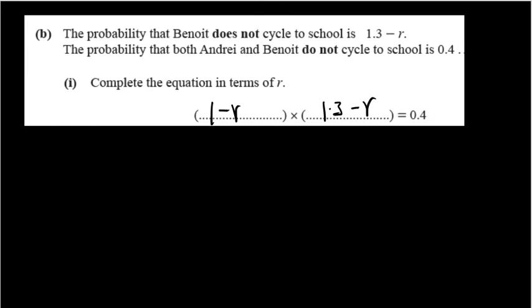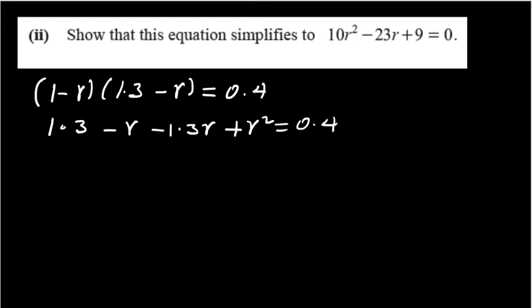The next question says, show that this equation simplifies and gives you this result. Which equation? The product of the two. This is binomial expansion, equal to 0.4. So when you do that, first of all, we need to bring the two equations together. Let's do that. Therefore, here is the equation, which is 1 minus R times 1.3 minus R equal to 0.4.